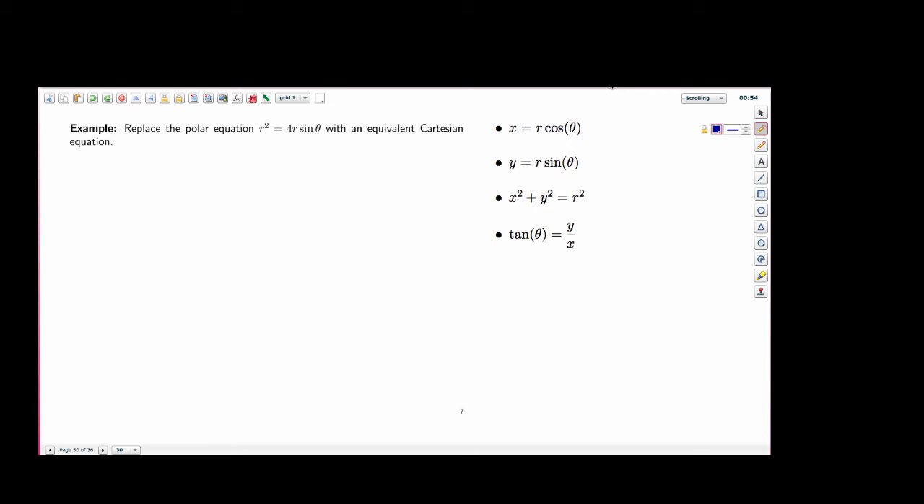Next, we're going to continue with the connection between Cartesian and polar coordinates, now working with equations. So we're going to take the polar equation, in this case r squared equals 4r sine theta, and we're going to replace it with a Cartesian equation. So I've pulled up the four equations that we're typically going to use, the connections that we looked at between x's and y's and r's and thetas. So again, I want to convert this to a Cartesian equation.